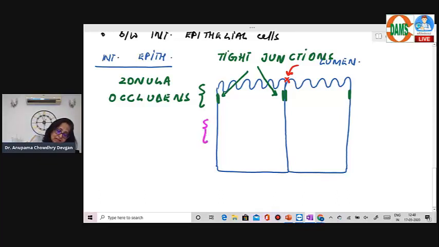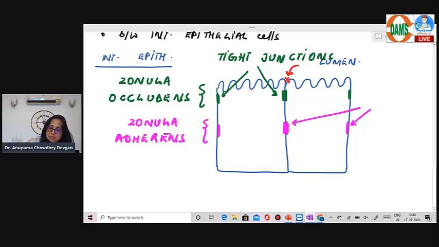Then, towards the middle of the intestinal epithelial cells, you have the zonula adherens. Zonula adherens is formed by proteins which are called desmosomes. And these desmosomes are associated with intermediate filaments. Yes? Desmosomes are associated with intermediate filaments.